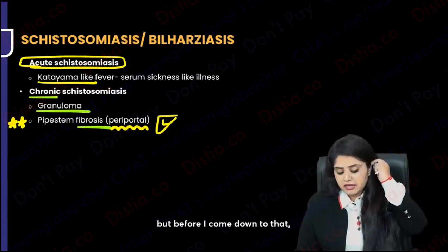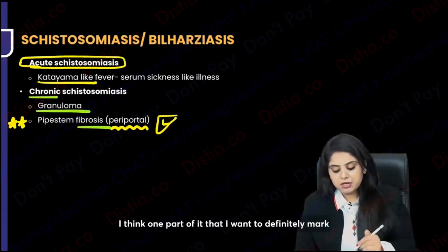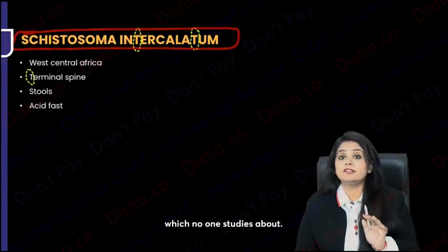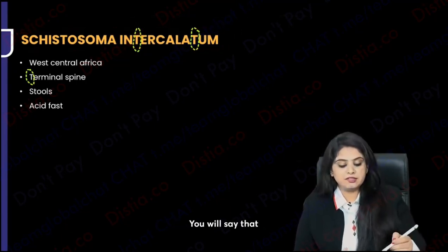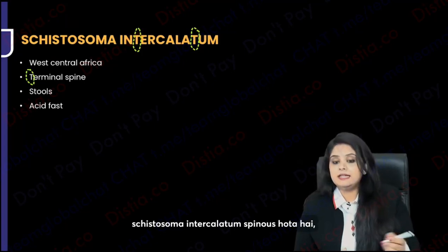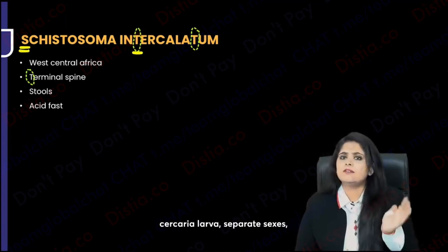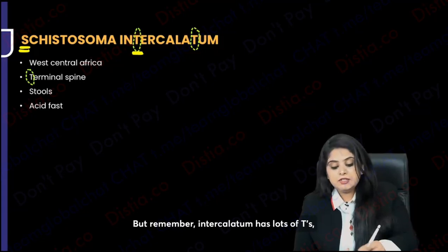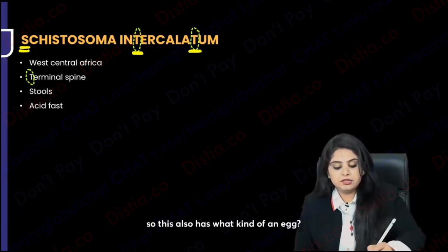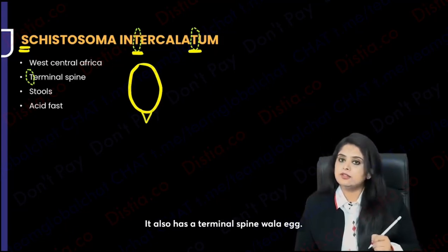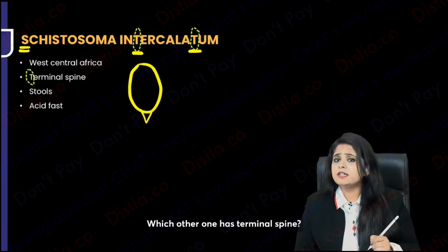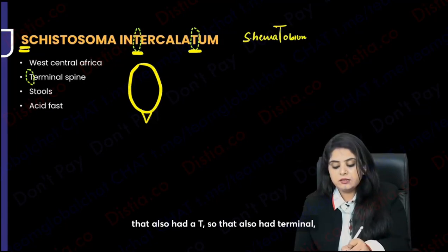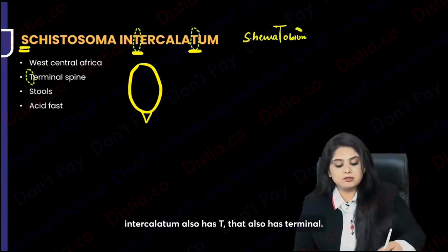I think that much you know, but before I come to that, one part I definitely want to mark for you is Schistosoma intercalatum, which no one studies. Everything is the same: spinous, cercaria larva, separate sexes, snail, all the S's. But remember, intercalatum has lots of T's. So what kind of egg does it have? It also has a terminal spine egg. Which other one had a terminal spine? Schistosoma hematobium also had a T, so it also had terminal. Intercalatum also has T, terminal.